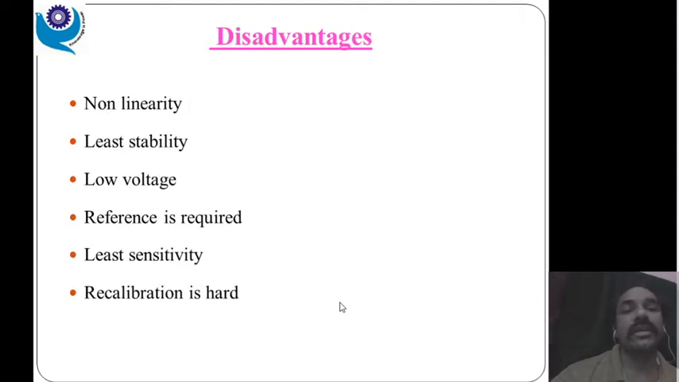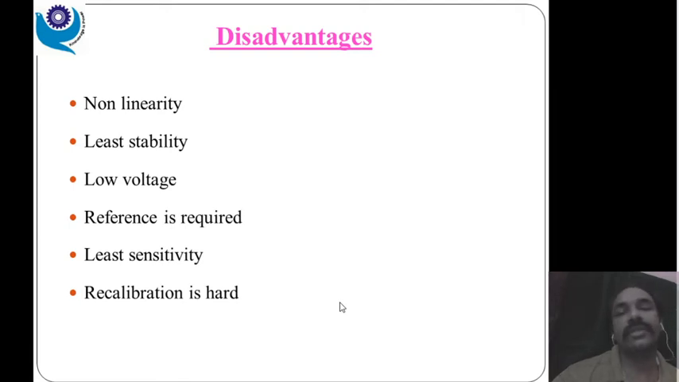Disadvantages, if we see: its performance is somewhat non-linear, right? Least stable. Continuously, when there is a change in the temperature, definitely its behavior also gets changed. Low voltage, right? Because a signal conditioning part is required. A reference voltage is required over there, because when we use a thermocouple, due to the environmental temperature, a small residue voltage is generated across it. So that's why we need to set a reference, right?